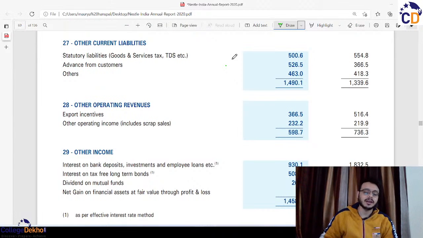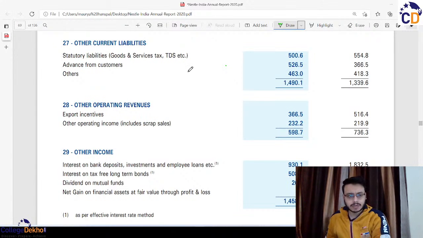And in this session, we're going to continue our previous session on reading and understanding the annual report of the company. We're going to begin with the other operating revenues. In the previous session, we had finished till the other current liabilities, right? So in this session, we'll talk about the other operating revenues.